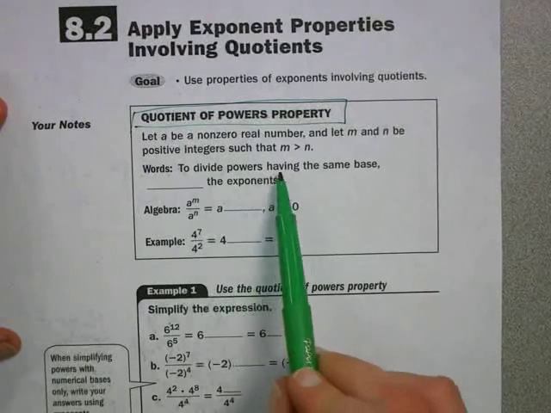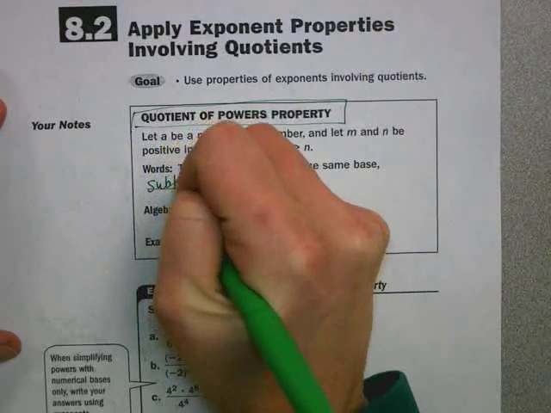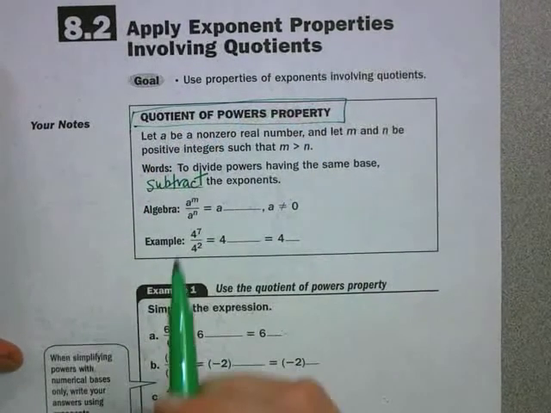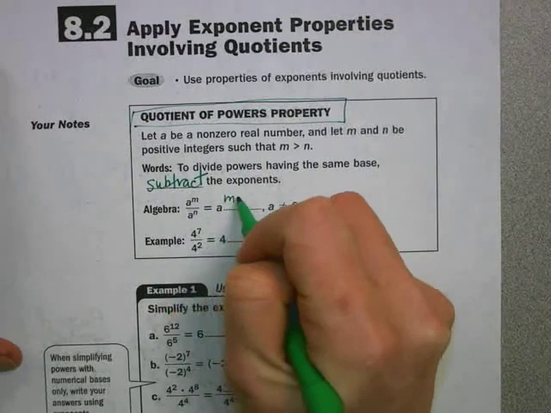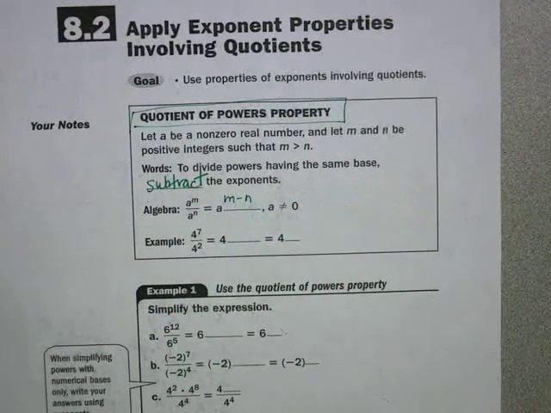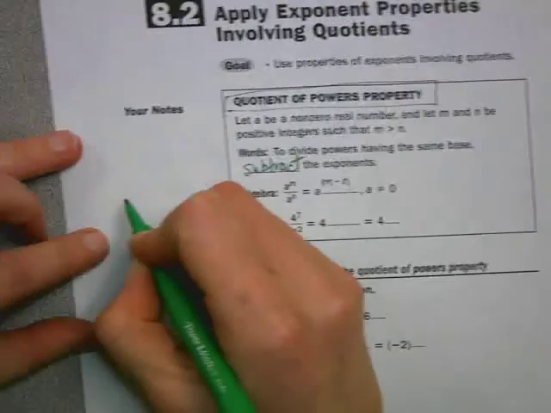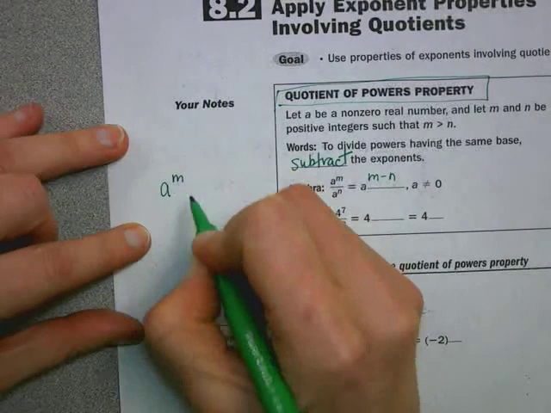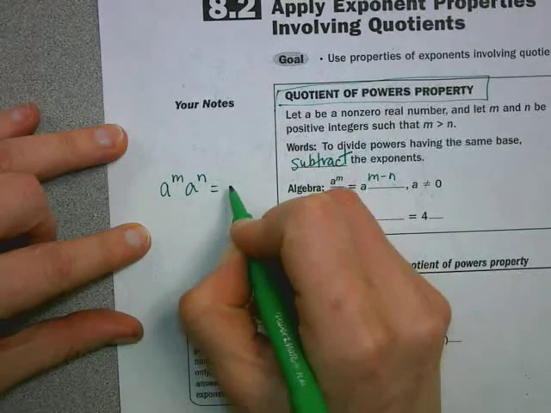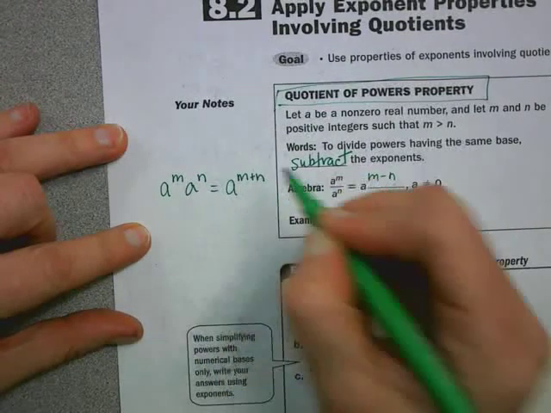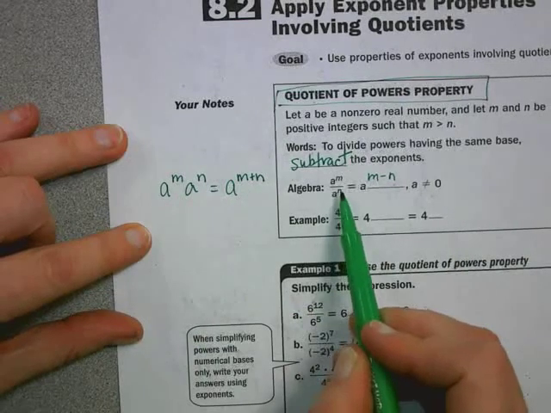We're going to divide powers with the same base, and what the exponents are going to do is we're going to subtract. So they both have a base of a. So what we're going to do is a to the m minus n. We're going to have subtraction there. Now, just to remind you, before this we had done a to the m times a to the n, and that was a to the m plus n power. So multiplying was adding the exponents, dividing is subtracting the exponents.